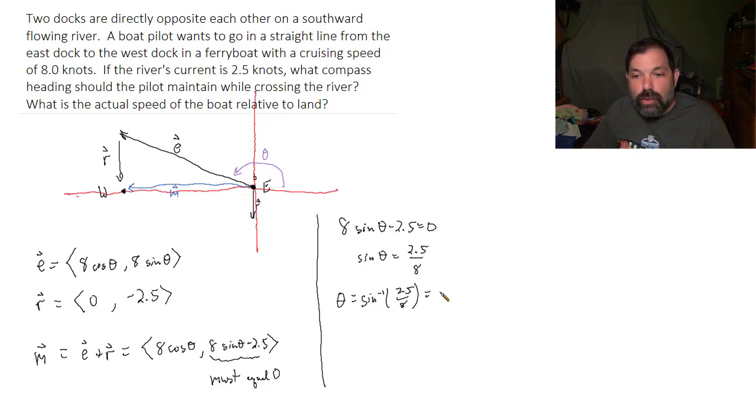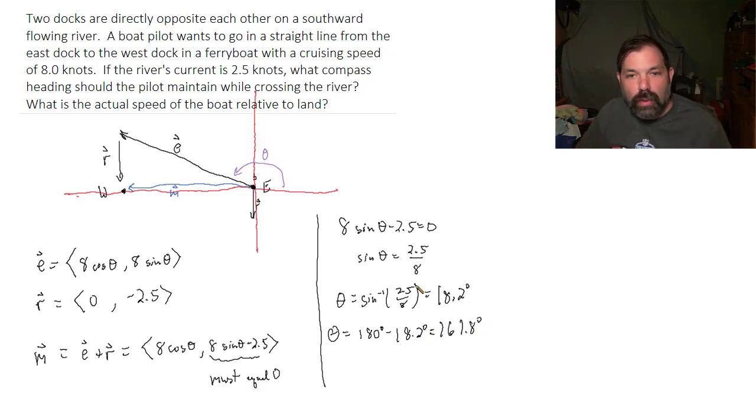That's 18.2 degrees. But that doesn't make any sense. If we think of our diagram here, theta is an obtuse angle. So this is incorrect. Theta is instead 180 degrees minus that 18.2 degrees, which is 161.8 degrees.